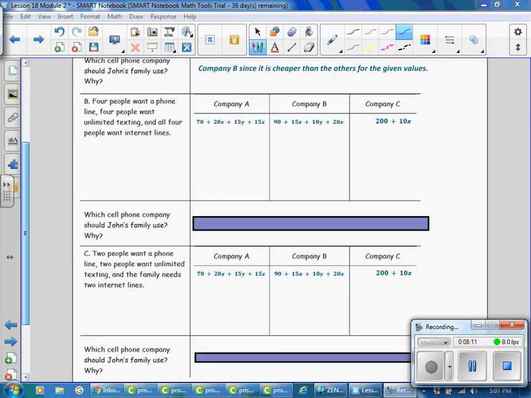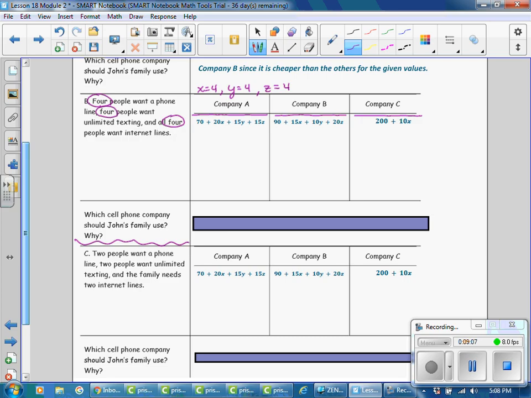For section B, four people want a phone line, four people want unlimited texting, and all four people want internet lines. So take a moment and write down the expressions for Company A, Company B, and Company C, as I have done here. Then we want four people for a phone line, four people for texting, and four people want internet. So X will equal four, Y will equal 4, and Z will equal 4. And I would like you to substitute the values for the variables and determine the cost for Company A, Company B, and Company C for this situation, and then determine which cell phone company John's family should use and why. Pause the video until you are done, and then check your answer.